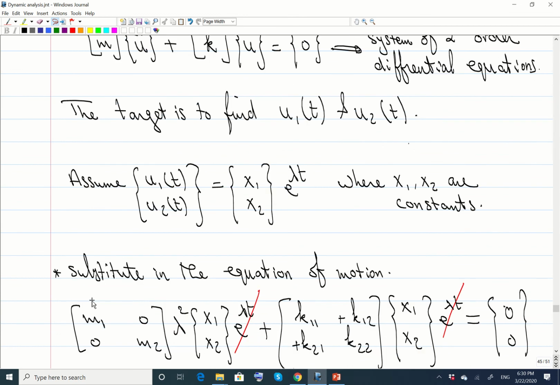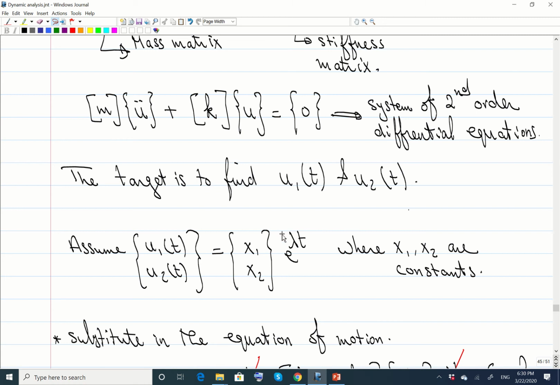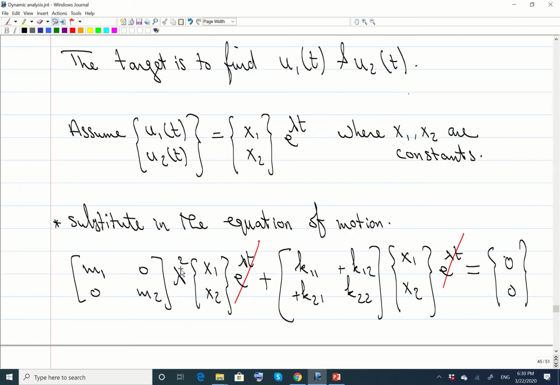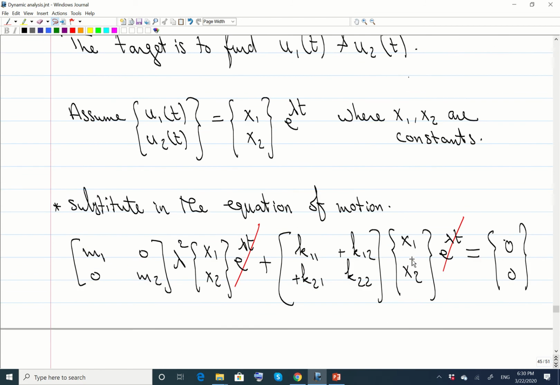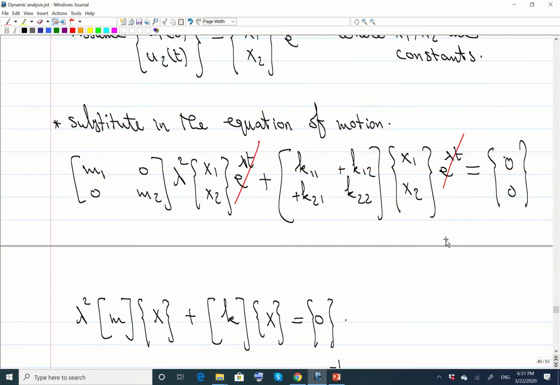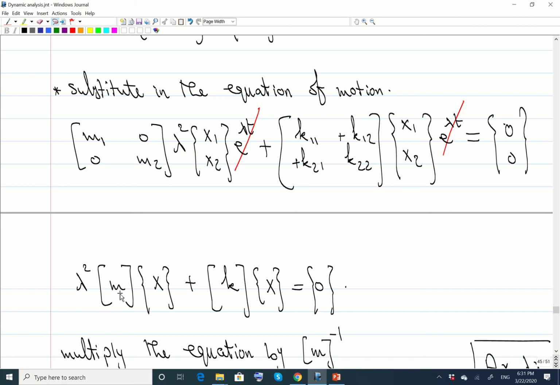We have m, the mass matrix, multiplied by u double dot of t. The second derivative of this is going to be the vector x1 and x2, multiplied by lambda squared e to the lambda t. So lambda squared e to the lambda t plus k u, where u is x1, x2 times e to the lambda t, equals 0. So I can divide the entire equation by e to the lambda t, and those terms cancel. I have lambda squared multiplied by the mass matrix multiplied by the vector x with the two constants x1 and x2, plus k, the stiffness matrix, multiplied by the vector x equal to 0.